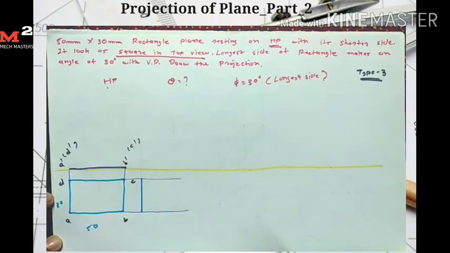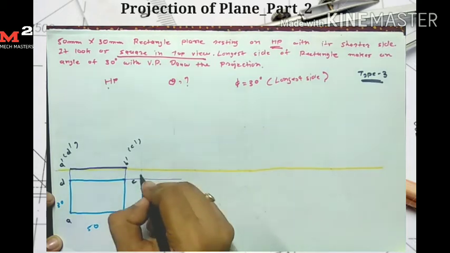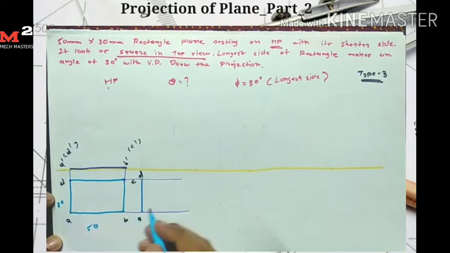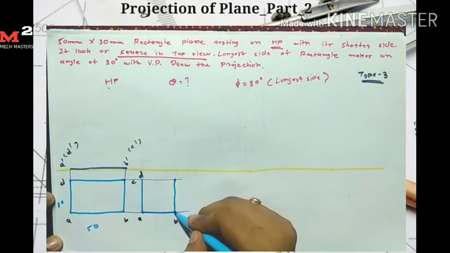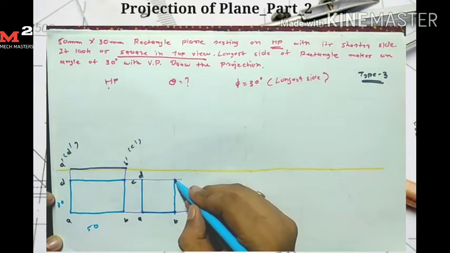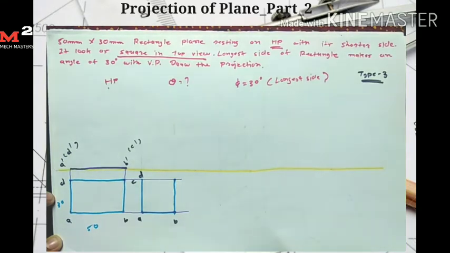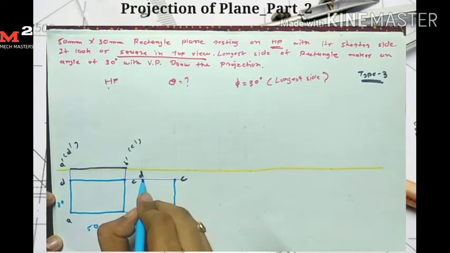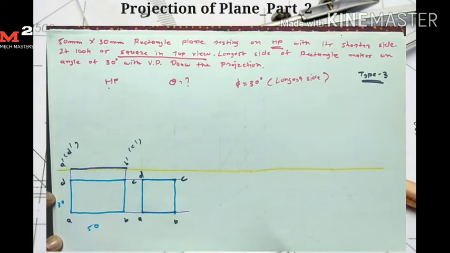A, D. Now from point A I take a distance of 30 mm, so here I get my point B. Now from B I draw a line at an angle of 90 degrees, 30 mm long, so I get my point C. Here I get my fourth line CD. In this way I draw the top view for the second stage.